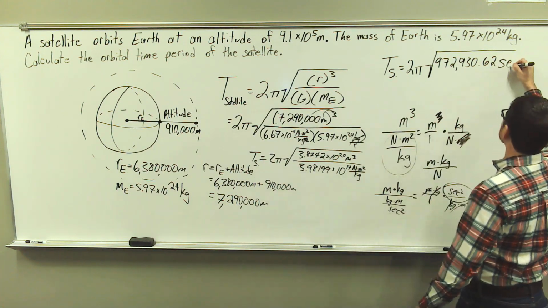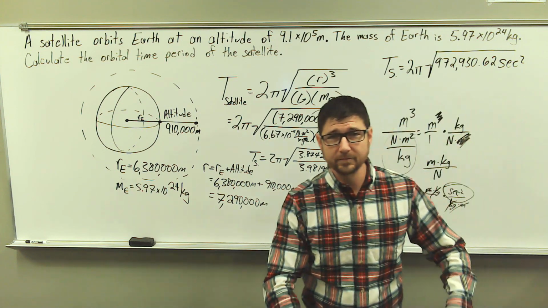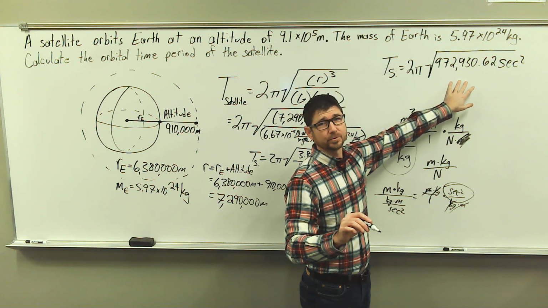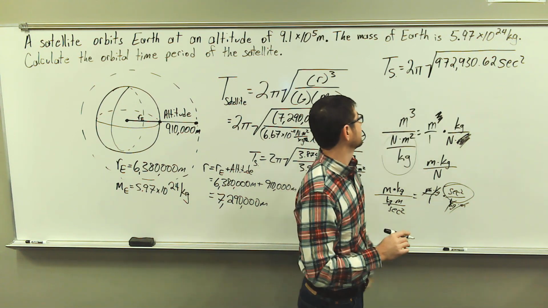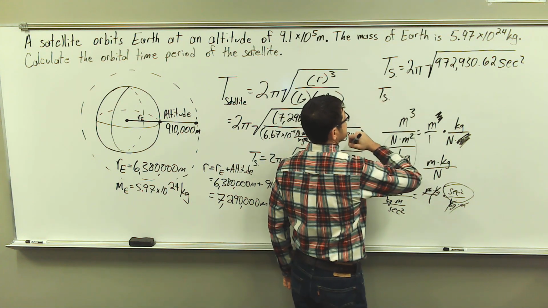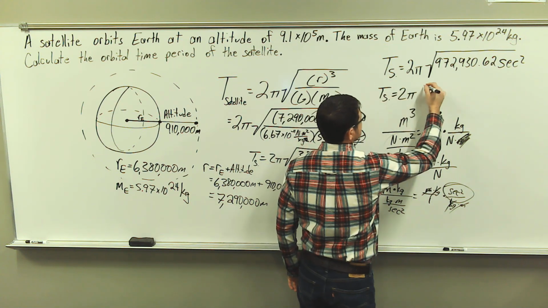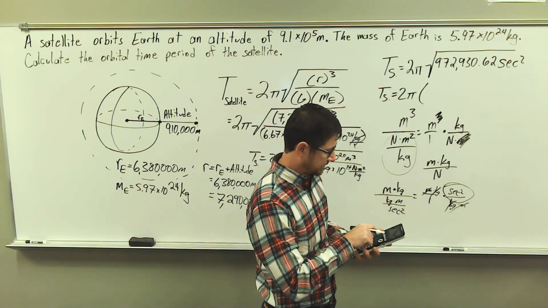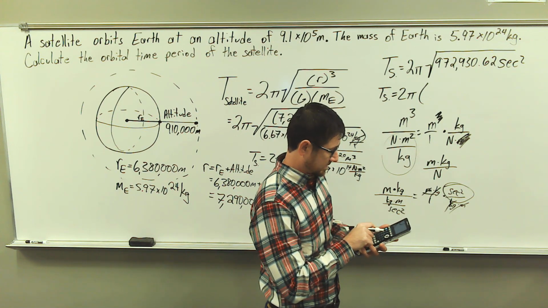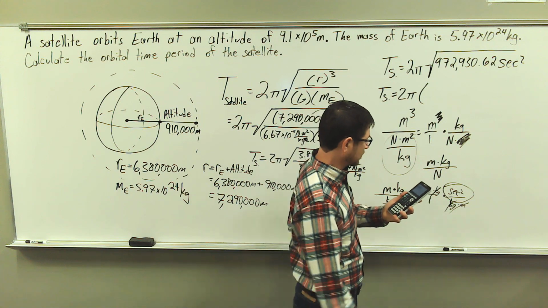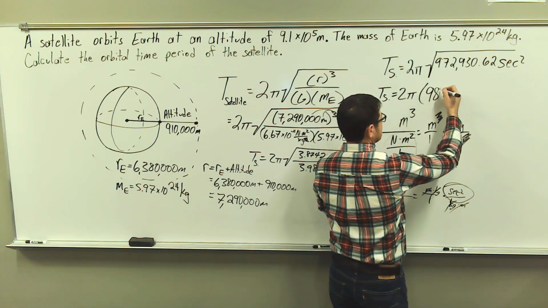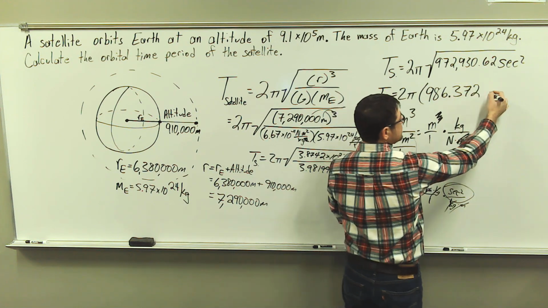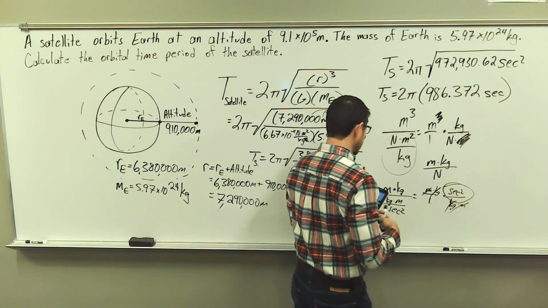So things are looking really good for us, right? Because whenever we take the square root of this value here, remember, we have to take the square root of the numerical and the unit value. So the orbital time period of my satellite is equal to 2 pi times, we're going to take the square root here, so I'm just going to use some parentheses. So that's going to give me 986.372. The square root of second squared is going to be seconds.